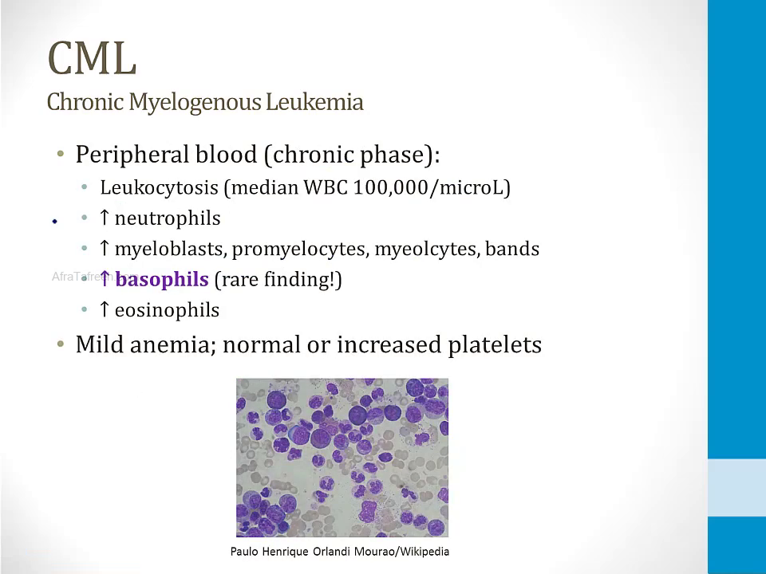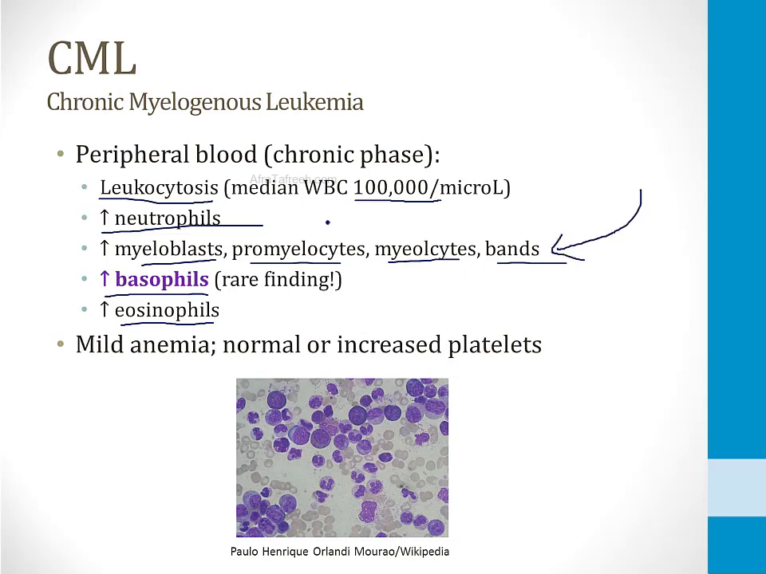If you think of CML as a disorder with overproduction of granulocytes, then it's easy to understand the findings in the peripheral blood in patients in the chronic phase of this illness. First of all, there will be a leukocytosis. A normal white blood cell count is about 10,000, and the median white blood cell count in patients with CML is about 100,000. Importantly, you will see an increase in all cell types that are granulocytes, so you will see an increased number of neutrophils, basophils, and eosinophils. Recall that neutrophils develop through a number of stages, including myeloblasts and promyelocytes and myelocytes and metamyelocytes and bands. You will see an increase in all of these forms as well as an increase in mature neutrophils.